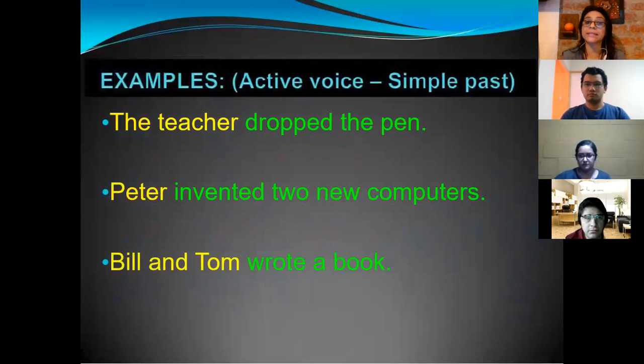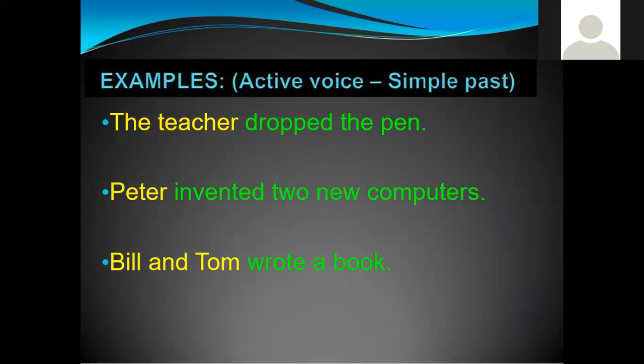Now, here we have examples. We have active voice sentences in simple past. Remember, when I say active voice, it is the normal English we speak. All right, that's active voice, okay? Number one, Claudia, can you read the first example for me, please? Okay, number one, the teacher dropped the pen. Excellent, very good. Sophia, can you read sentence number two? Peter invented two new computers. Excellent. Carla, Joanna, can you read sentence number three? Peter Stone wrote a book. Excellent, very good. Thank you, Carla.